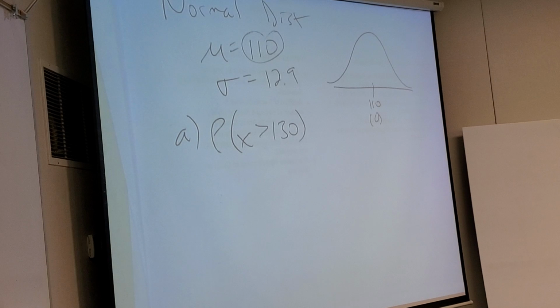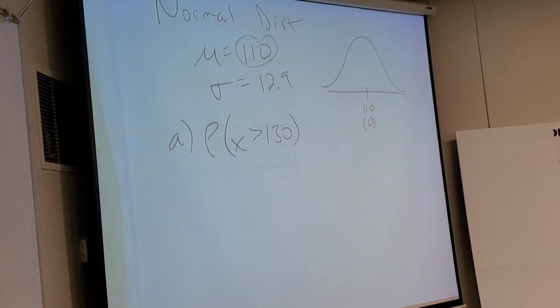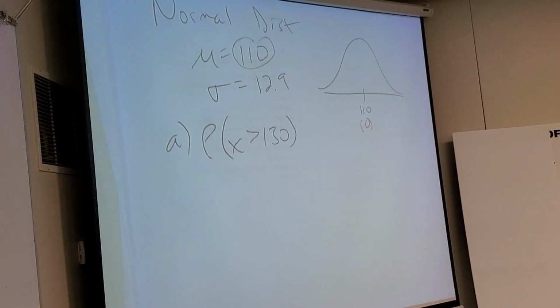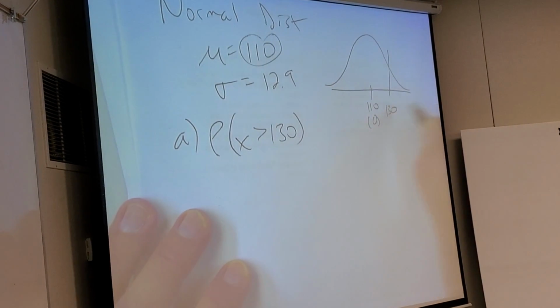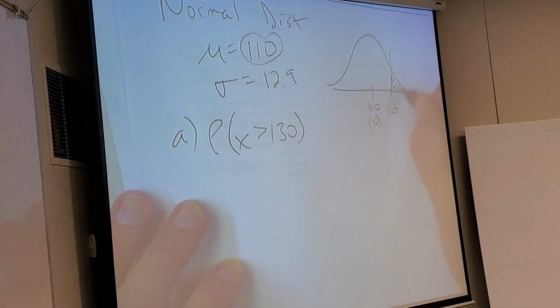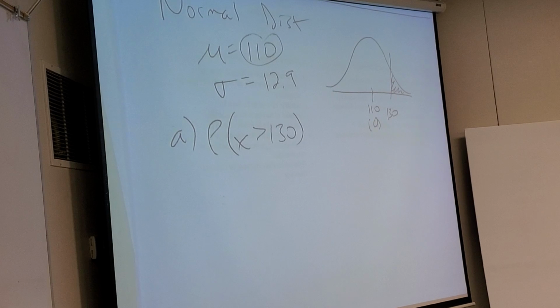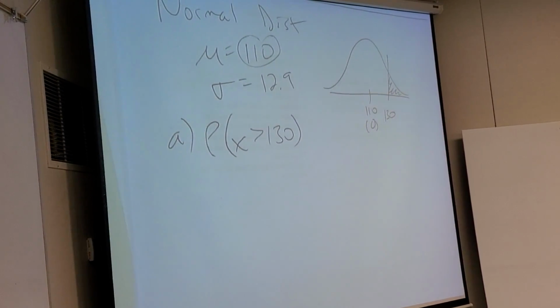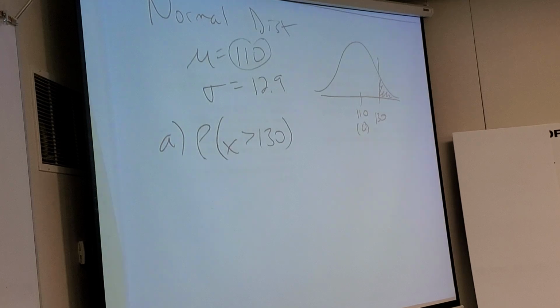Can you put that on the picture? Just make sure the thing goes in the right place. The picture is supposed to help you. So, of course, 130 is going to be above 110. And where do I shade? To the right. Above, greater than. So I already know from the picture my answer is going to be less than 50%. If I get an answer of 80-something%, I am wrong and I should know it.